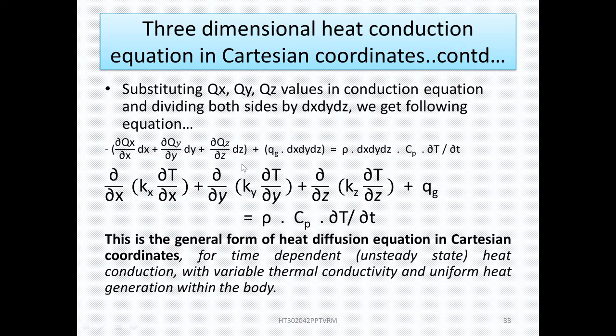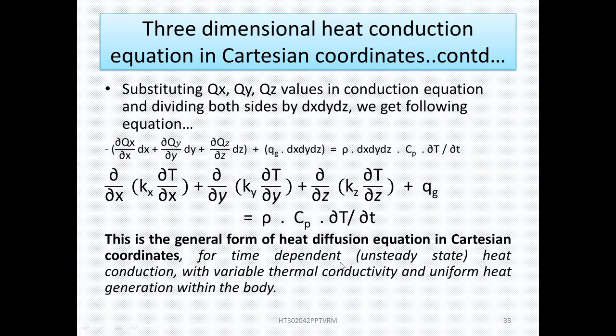So what remains is ∂/∂x of kx ∂T/∂x plus ∂/∂y of ky ∂T/∂y plus ∂/∂z of kz ∂T/∂z plus qg is equal to rho cp ∂T/∂t. This equation is the general form of the heat diffusion equation in Cartesian coordinates. This is for time dependent.